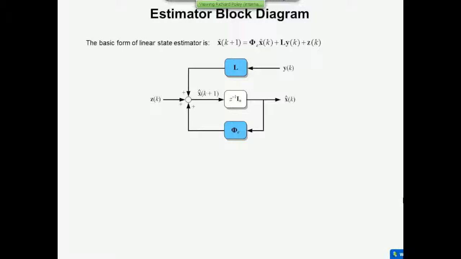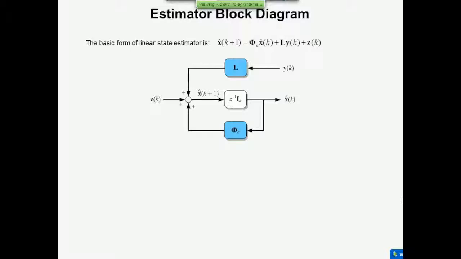Now, I want to step you through this in two or three steps just to show you what it looks like diagrammatically. Here then is the original estimator equation that we started with: x hat of k plus 1 equals Φ_E times x hat of k, so there are these n delay elements present, plus L times y of k, plus Γ_E times u of k. So all I've done here is show in diagrammatic form the linear state estimator equation.